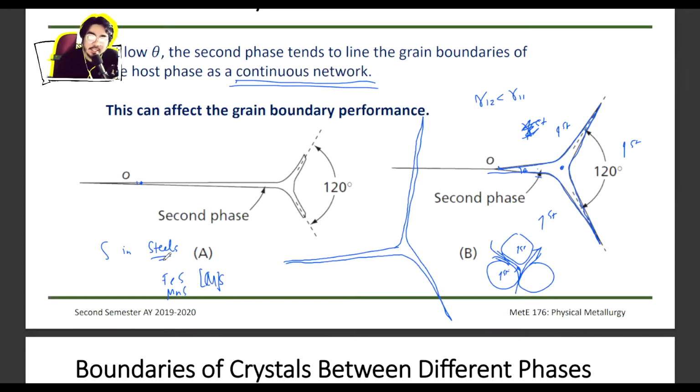So nangyayari is nagiging sobrang brittle ng steel natin, and they have a term for this. Ano ba term nila ito? Hot shortness. So this is one of the cases where it's detrimental. Let me confirm, no? Hot shortness. Parati ako nalilito kung hot shortness or short hotness. Hot shortness in steels. Okay. So nagkakaroon tayo ng cracking along the grain boundaries dahil dun sa production ng manganese sulfide.